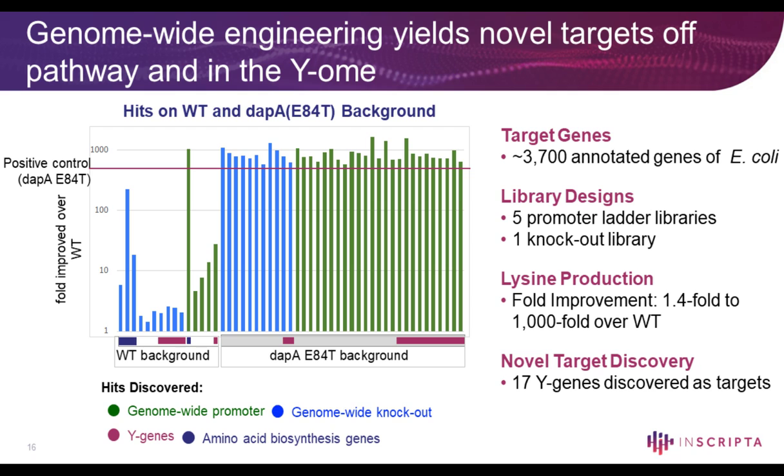But what about the unbiased approach? Do we really see hits in this case? We did see novel targets in this, and what was really interesting is that many of the hits we identified were in the Y genes in E. coli.